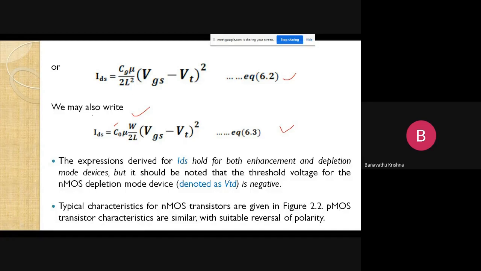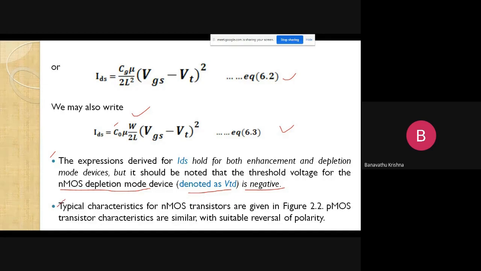Next, the expression derived for IDS holds for both enhancement mode and depletion mode. But it should be noted that the threshold voltage for NMOS depletion mode, denoted as VTD, is negative, whereas in enhancement mode it is positive.